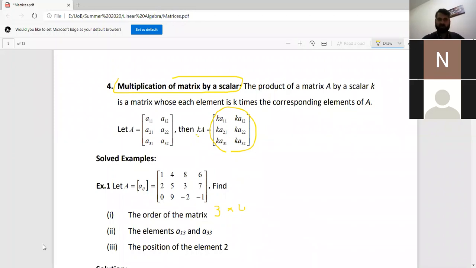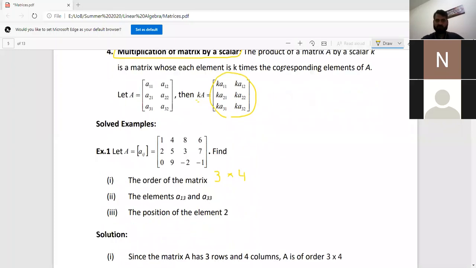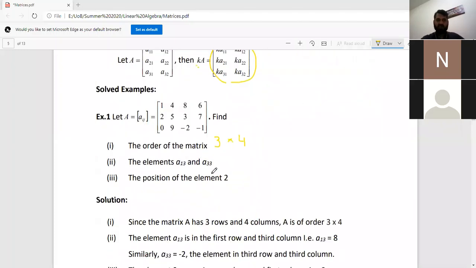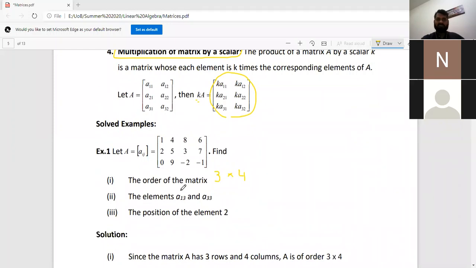So most of the people wrote 3 by 4. So the answer is correct. So it means one thing you got. Now he said, what is the element A13? Element A13 is first row, third column. So this is the first row and this is the third column, right? So it means this number 8 is your A13.